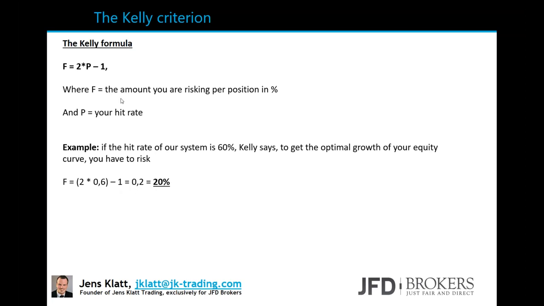Now imagine the following. Just imagine you have a hit rate of, let's say, 40%. What happens? You multiply 2 with 0.4, you get 0.8 minus 1, which is a negative result. It's minus 20%. So obviously you can't play Kelly then, but we definitely know that with a hit rate of 40%, we can easily be profitable.